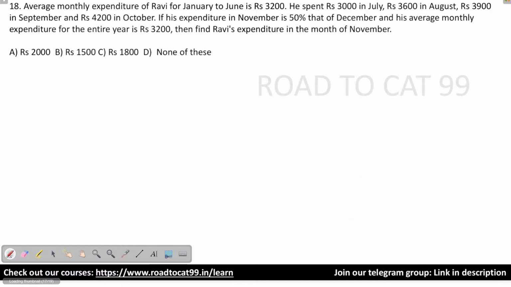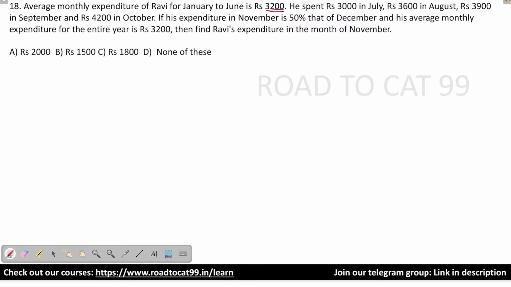Now let's focus on question 18, right? क्या बोल रहा है? Average monthly expenditure of Ravi for January to June, right? So January to June is 6 months. So the average expenditure for 6 months is 3,200. He spent 3,000 in July, 3,600 in August, this in September, October. If his expenditure in November is 50% and his average monthly expenditure for the entire year is this, then find Ravi's expenditure in the month of November.